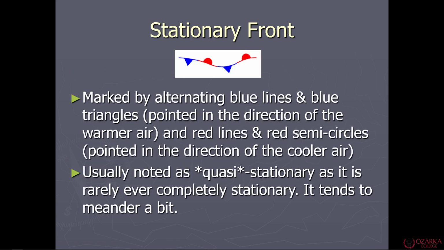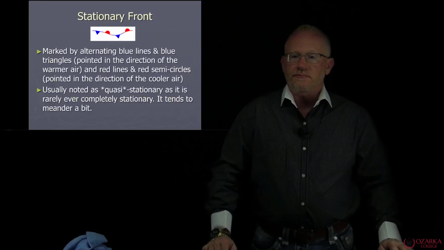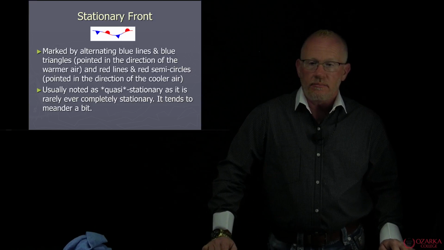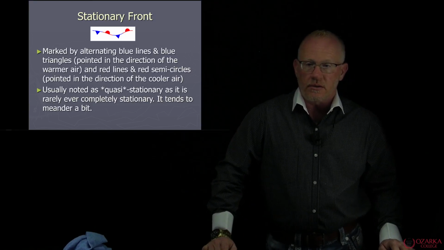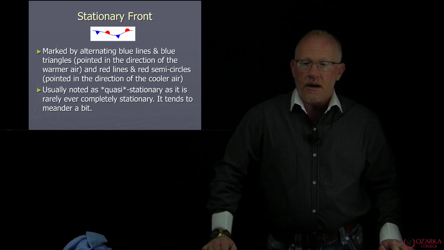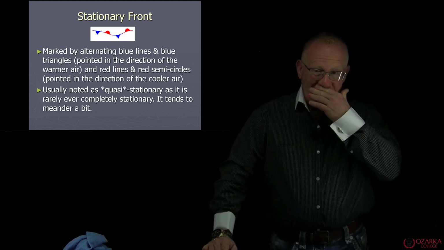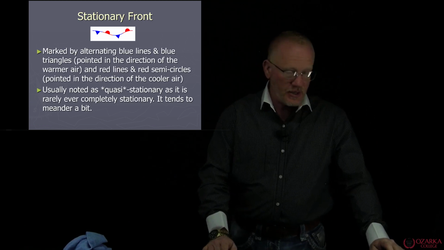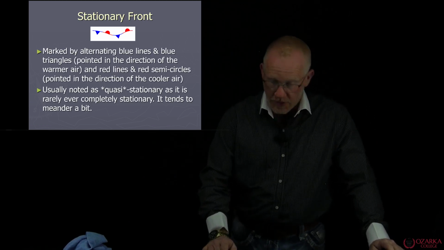Okay. Now a stationary front. Stationary front is marked by alternating blue lines and blue triangles with red semicircles, pointed in the direction of the warmer air. The red lines and red semicircles point in the direction of the cooler air. Now, this is usually noted as a quasi-stationary, as it is rarely ever completely stationary. It will drift back and forth just a bit, okay?